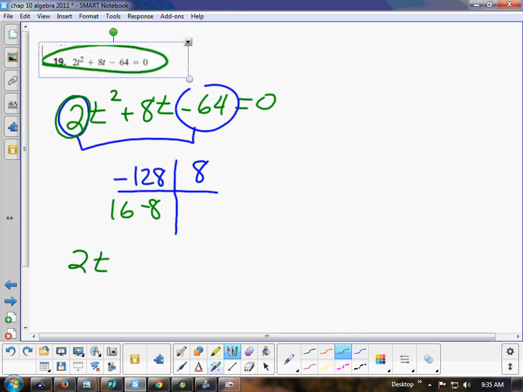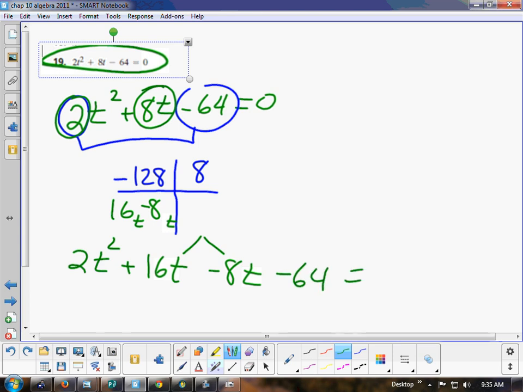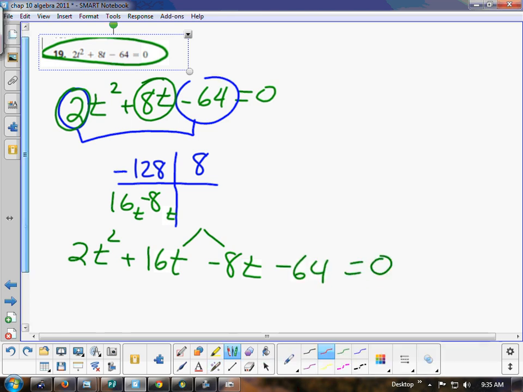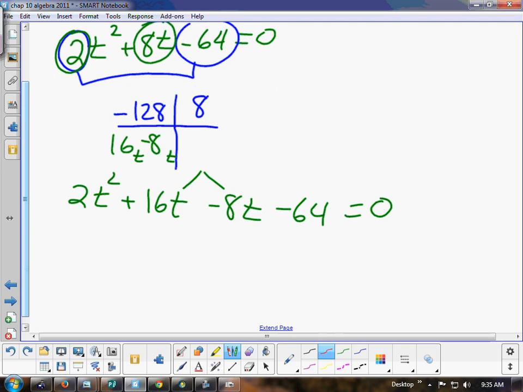2t squared plus, instead of 8t, we're going to do 16t and negative 8t. Again, hopefully you see this now, that this 8t really turns into 16t minus 8t minus 64. We can still put it equal to 0. This breaks up.